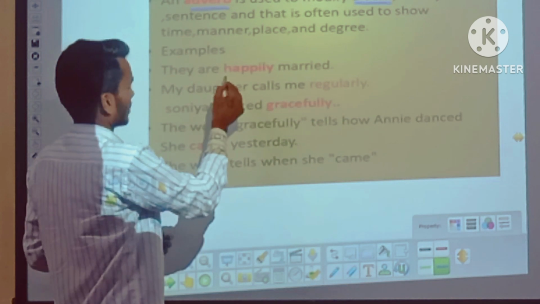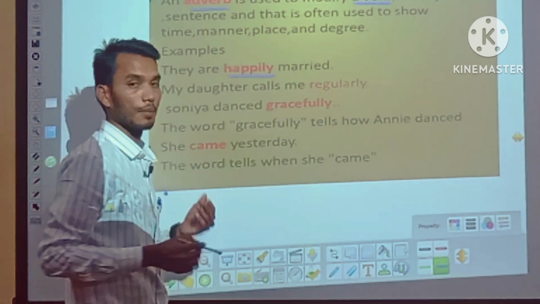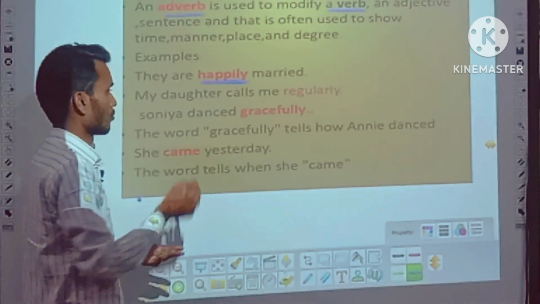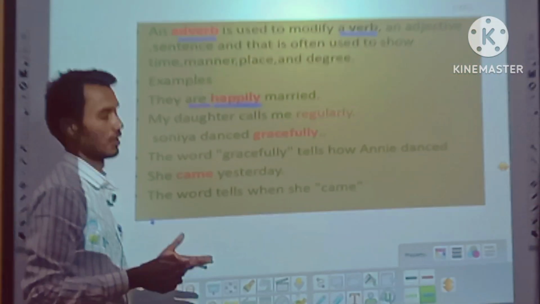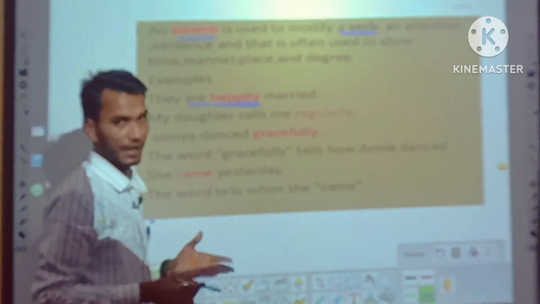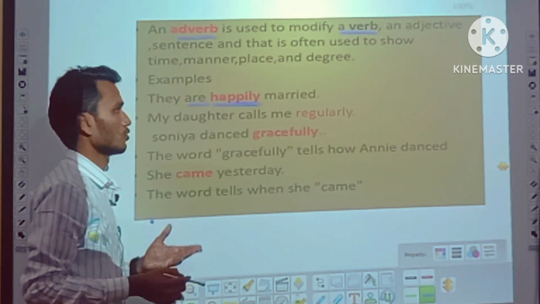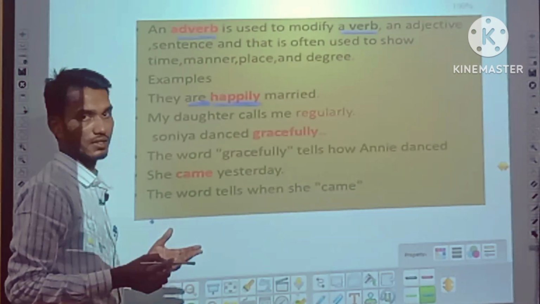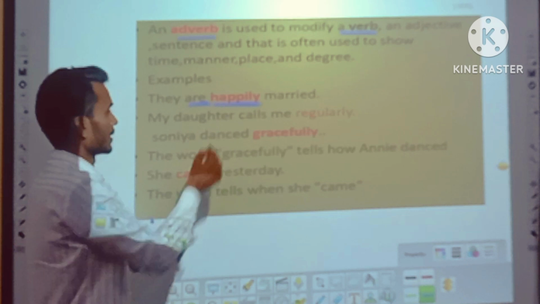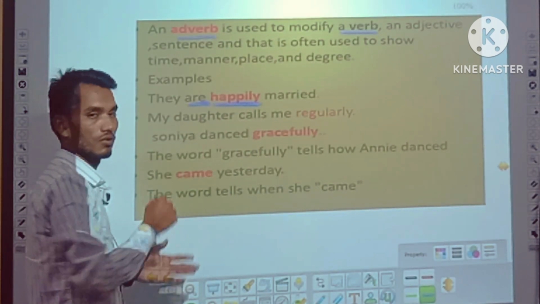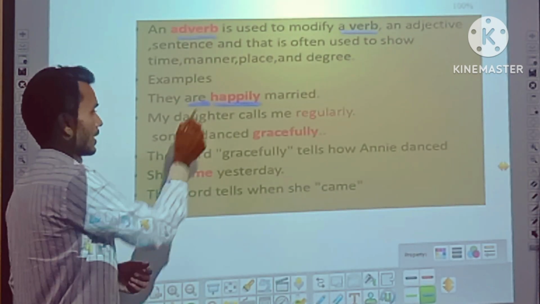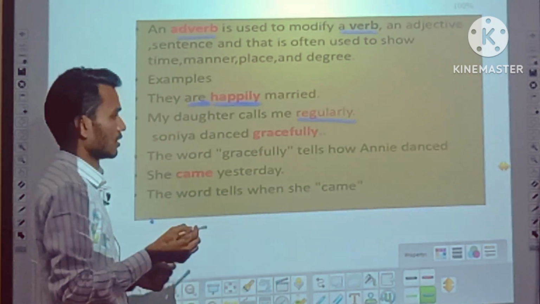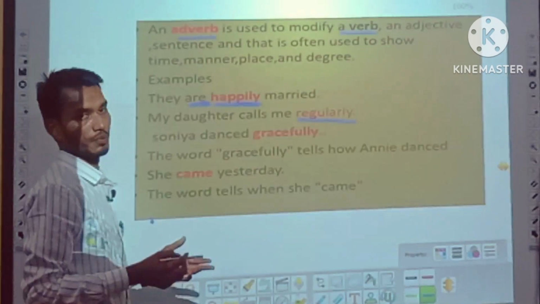For instance, they are happily married. Here happily is the adverb which modifies the verb are. How do they marry? They married happily. Here are is the helping verb, and happily is the adverb which modifies the verb. My daughter calls me regularly. Regularly is the adverb here.